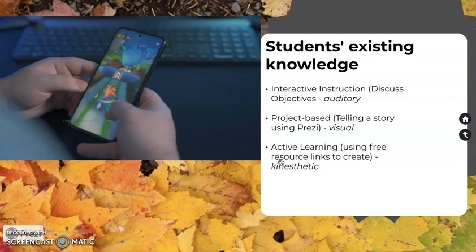So for interactive instruction, project-based learning, and active learning, they should be able to discuss their objectives, tell a story using Prezi, for example, Web 2.0 technology, and using free resource links to create. So they'll be provided with resource links to different types of media that they can use for free without copyright, and they'll be able to build upon that.